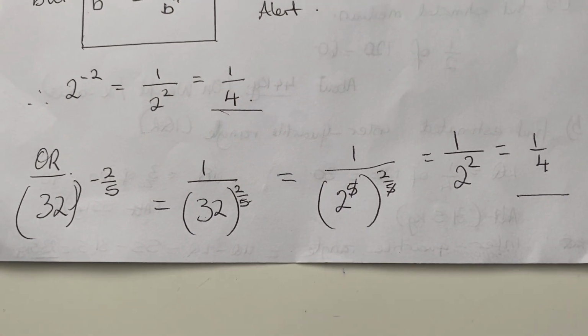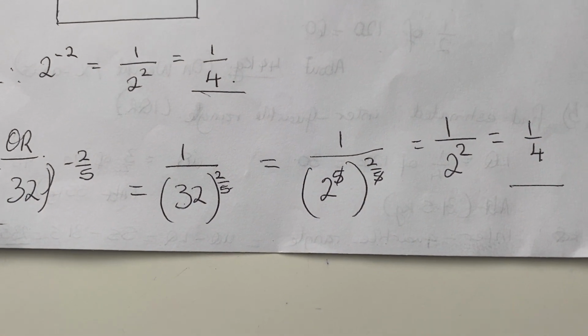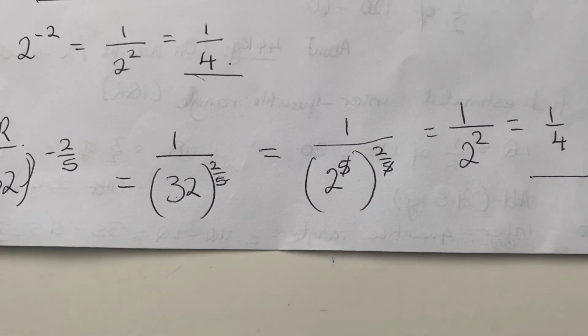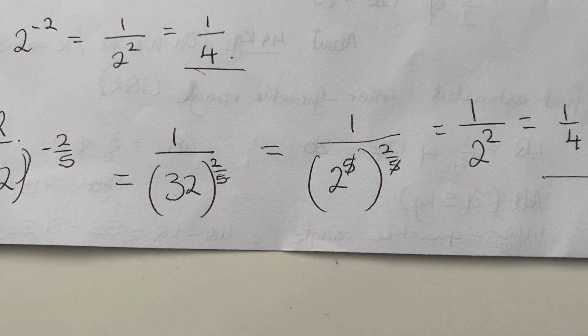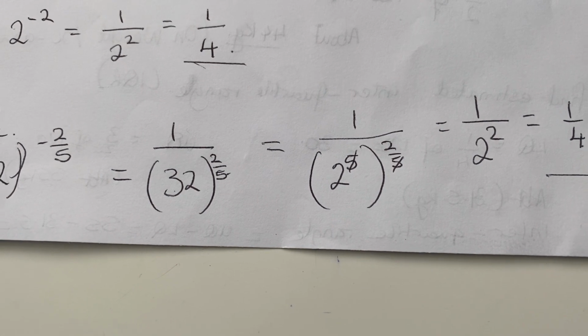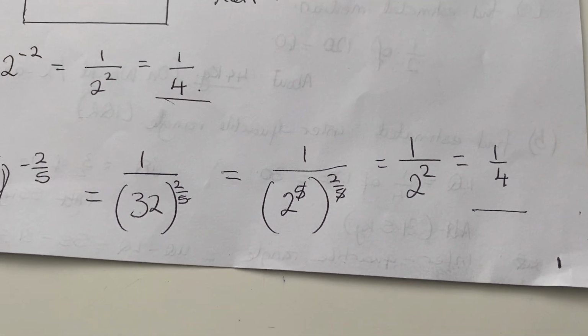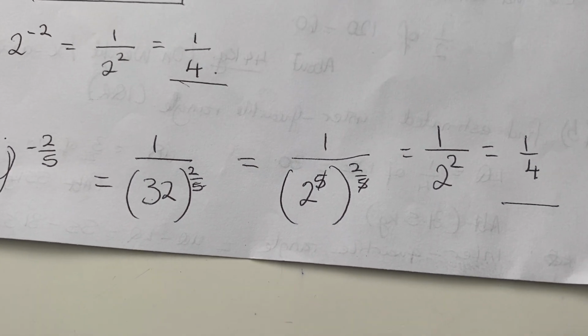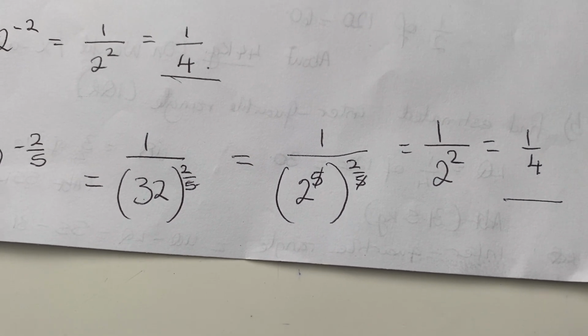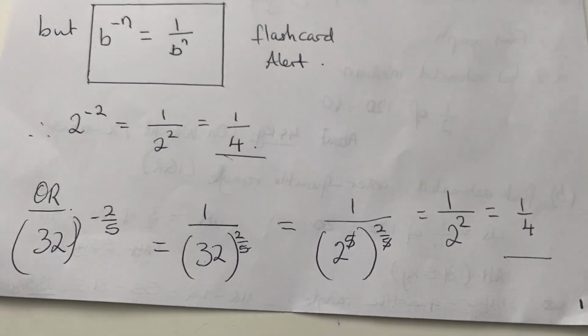I would leave my answer as 1 over 4, unless it said put your answer in decimals. In decimals that'll be 0.25. But in GCSE simplify, 1 over 4 and 0.25 are all the same.